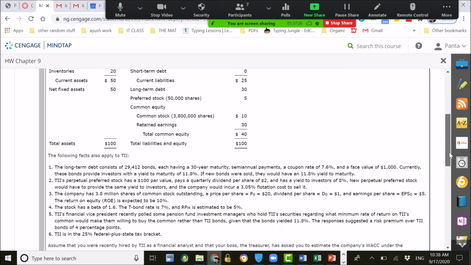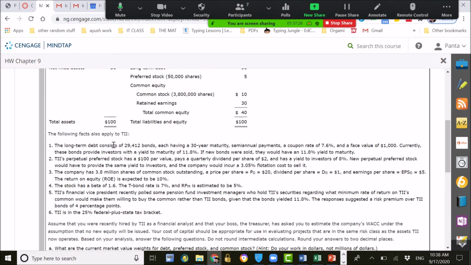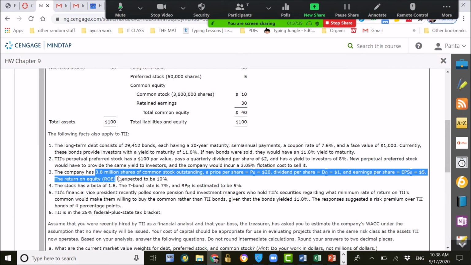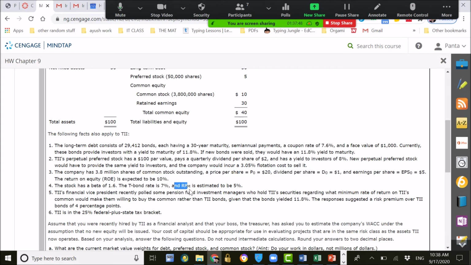For market value, you are given the debt information over here, preferred stock information right here, and then you have common stock information right here. In that problem, I have done the dividend discount model and then other models, like CAPM. So the CAPM information is here.